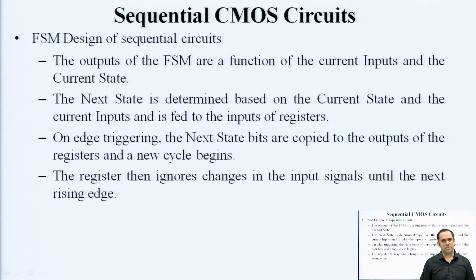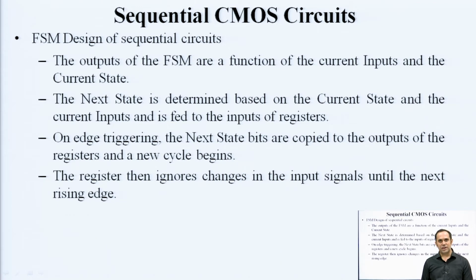The output of the FSM in the simplest form is dependent on the current input and current state. Some types of circuits are dependent only on the current state and may not depend on the current input, but the next state will depend on the current input. So, the next state is determined based on the current state and the current input and is fed via the inputs of registers.